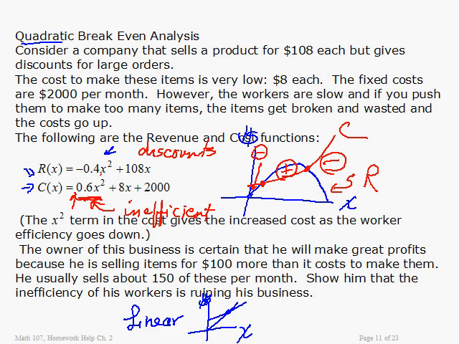So you're going to analyze this situation here, and the problems walk you through it. So here you sell the product for $108 right here, but you give discounts for large orders, and that's why you end up with this revenue function. The cost to make the items is very low, $8. Look at that, you're charging $100 more than it costs you to make them. That sounds like you should be making tons of money. You have to pay $2,000 a month rent. Well, if you sell enough stuff, that should be taken care of soon. But the workers are slow, and if you push them to make too many items, problems happen. And that's this little inefficiency term here, which doesn't look like much, but really causes a lot of problems later.